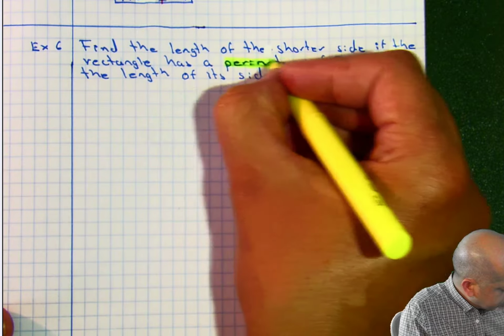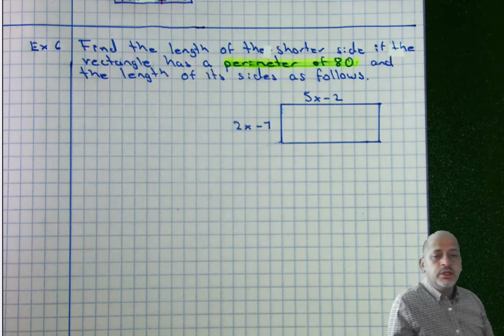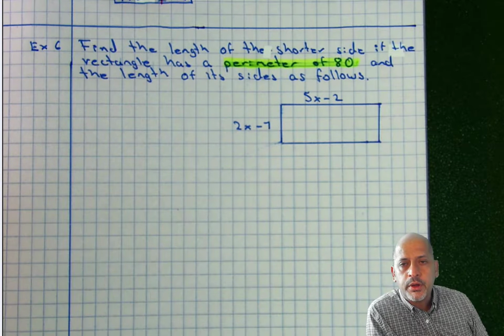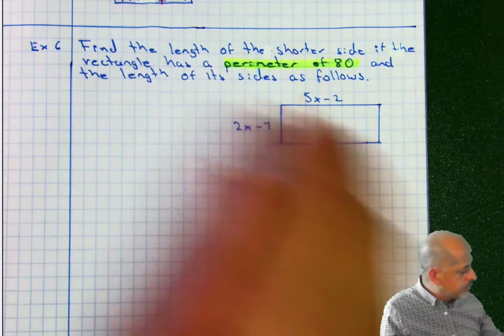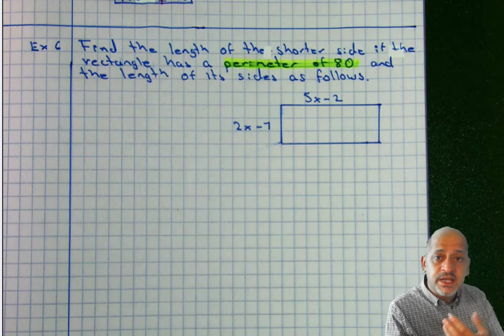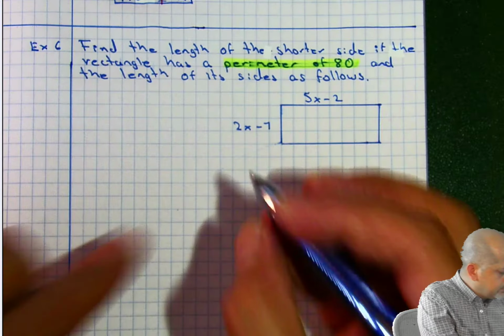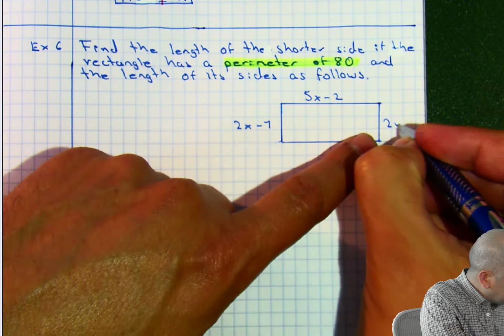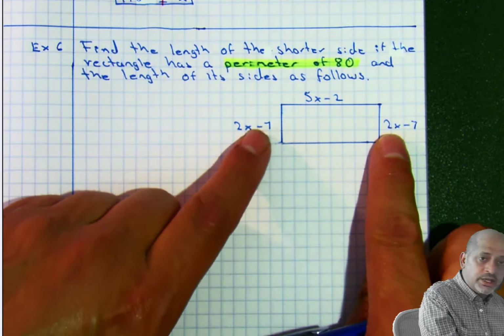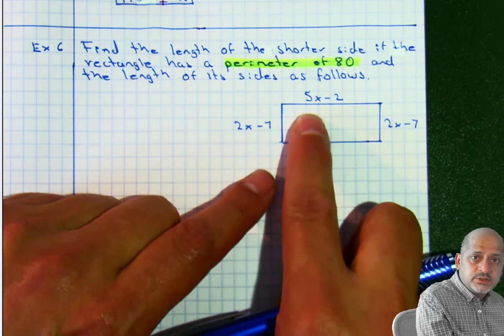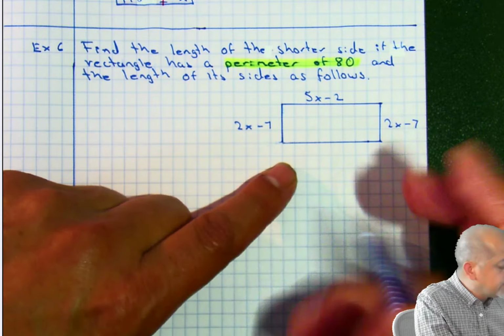The perimeter, it's 80. So you need to remember, how do you find the perimeter? Correct. The perimeter, you can just add up all the sides. So we have 2x minus 7 on the left because we know that those two are equal. And if that's 5x minus 2, the one on the bottom should be also 5x minus 2.